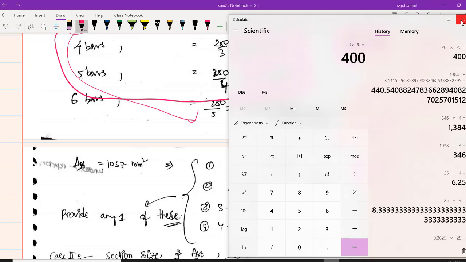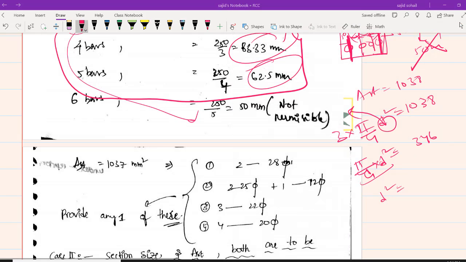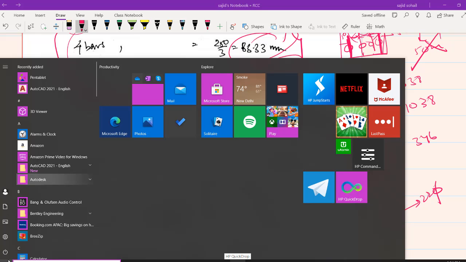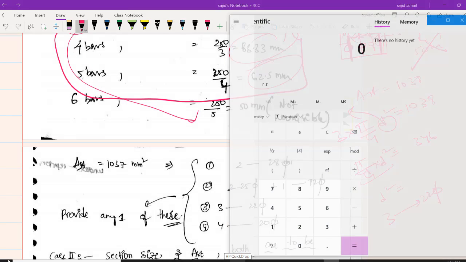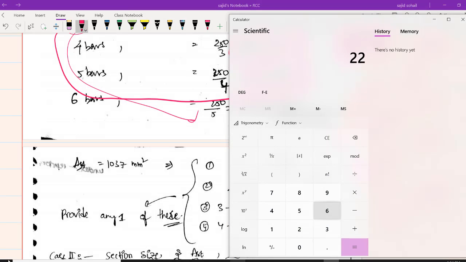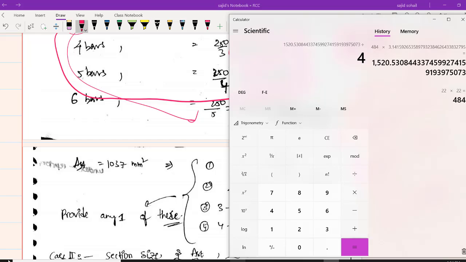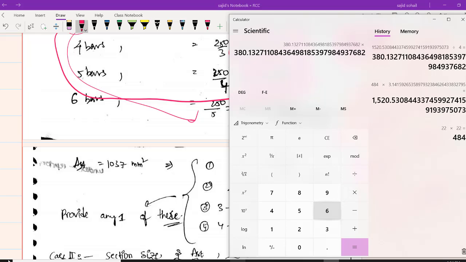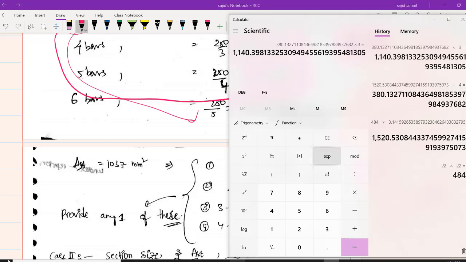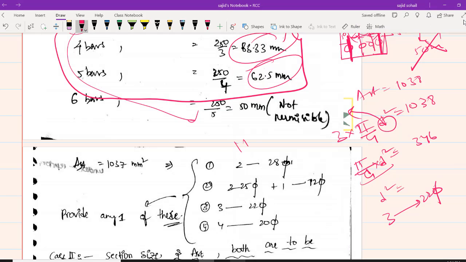So what is the size available for you? 22, right? So I can take 3 bars of 22 diameter and it will satisfy. Let me cross check now, on my calculator. I have taken 3 bars of 22 mm, right? So 22 into 22, into pi divided by 4 into your 3 bars. I'm providing 3 bars, so I'm getting 1140. 1140 is clearly greater than your 1138.